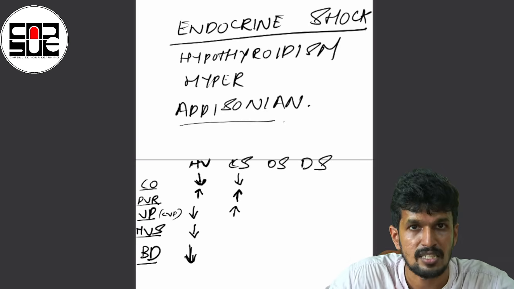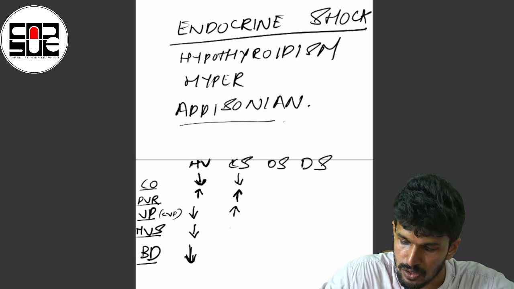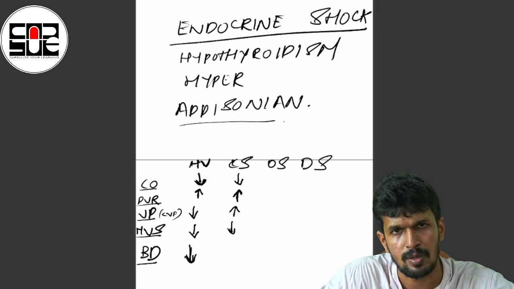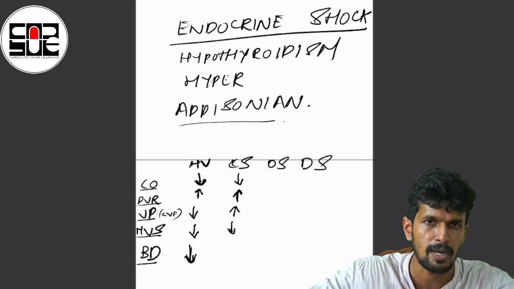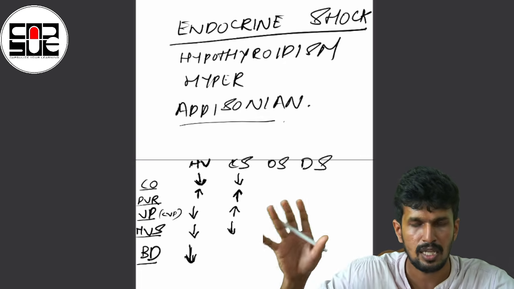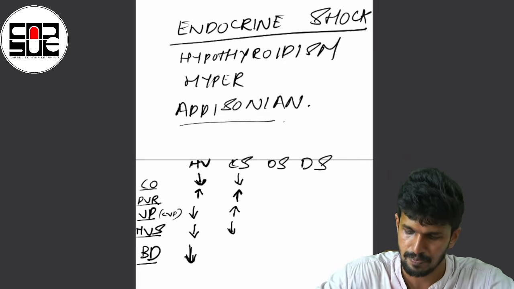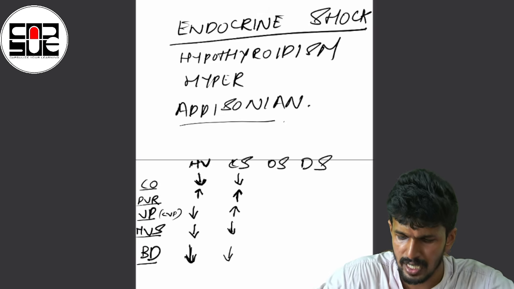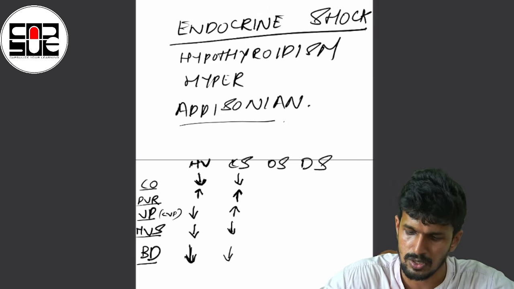Then what happens in mixed venous saturation? As I told, it will be low. Similar scenario to hypovolemic shock. Whenever the oxygen supply is decreased, intake will be more, so the difference will be decreased. Base deficit, as I told before, in all these cases, it will be a metabolic acidosis, it will be decreased.